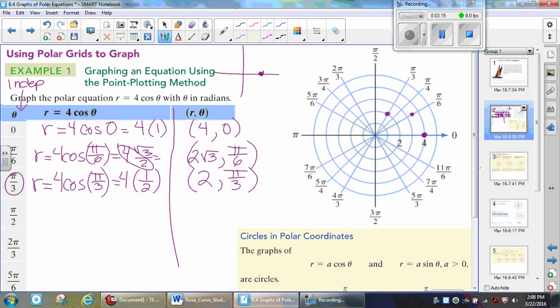Okay. Then we have r equals 4 times the cosine of pi over 2. And so what is the cosine of pi over 2? Right here. What is the x-coordinate here? 0. So in this case, the point will be 0 comma pi over 2. So we locate the angle pi over 2, and the radius is 0. So it will be here at the pole.